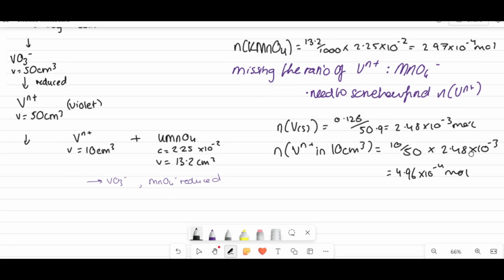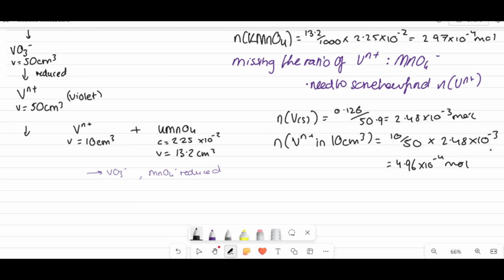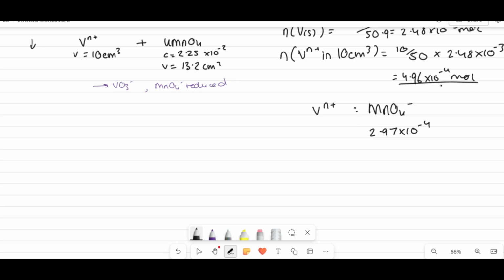Remember what you're working out. Don't just blindly be like, oh, I've done it now, yay. Like, we worked out the moles of this now. So we now know that if we want to find the ratio of Vn+ to MnO4-, we know that the moles of the MnO4-, which comes from the KMnO4, would be this. So 2.97 times 10 to the minus 4. We also now know the moles of this Vn+ from working that way. So 4.96 times 10 to the minus 4. So how do we work out a molar ratio? Usually what you do is you just divide by the smallest number and see what happens.